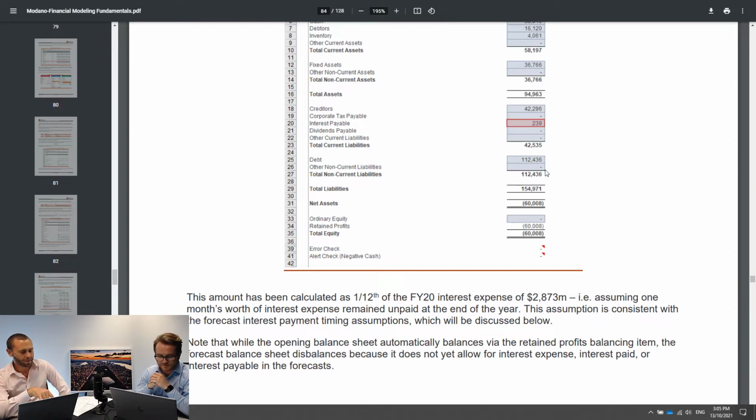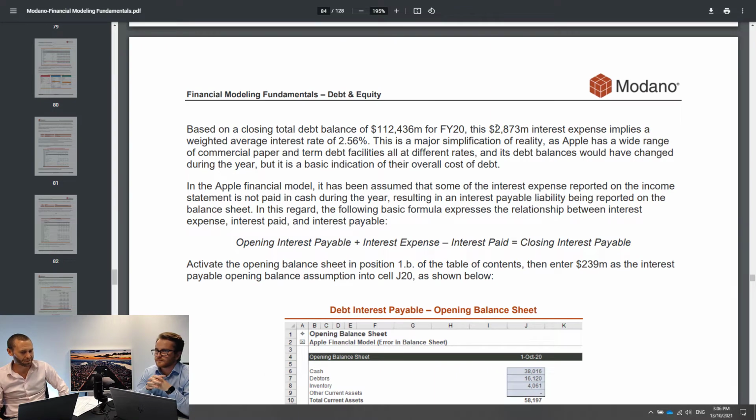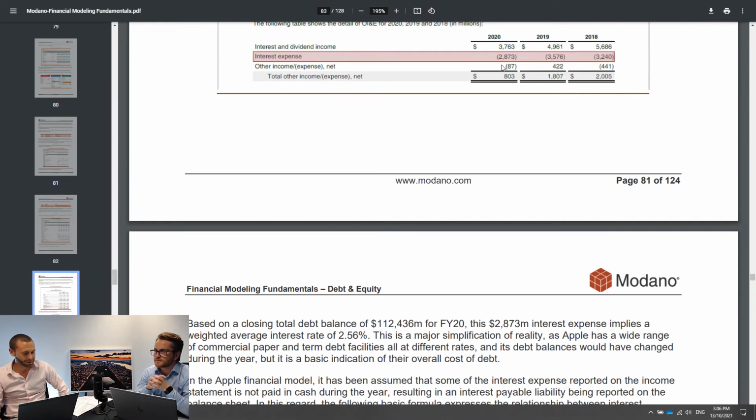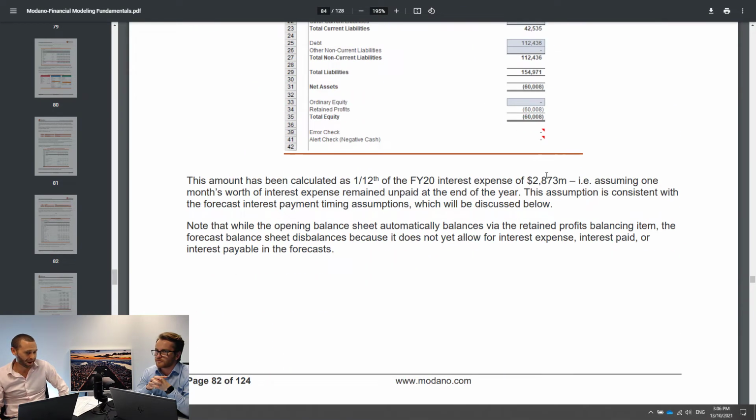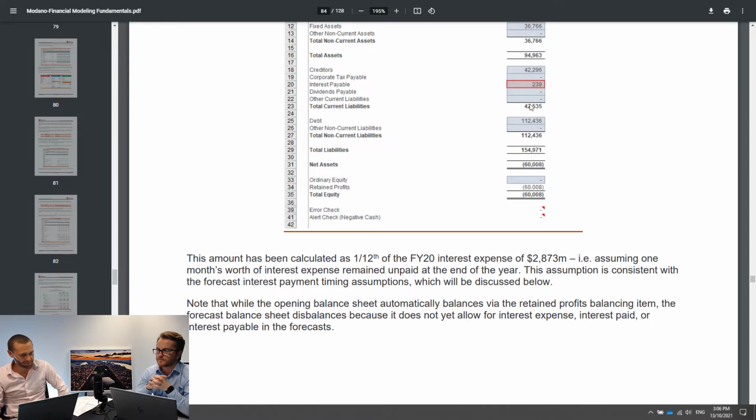So in this case, we're just assuming that 1 month of interest isn't paid at the end of the year, because you basically calculate how much interest you pay at the start of the next month. So of the 2873 they had during 2020, 1/12 wasn't paid. We've rounded it and said, let's just call it 239. So we'll put that as a payable on the balance sheet, right?